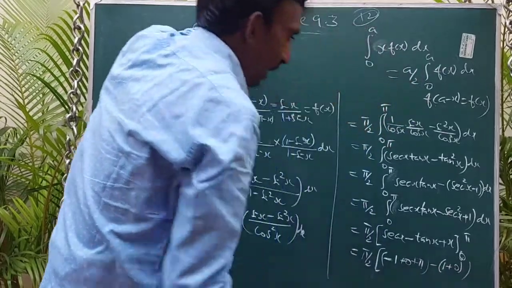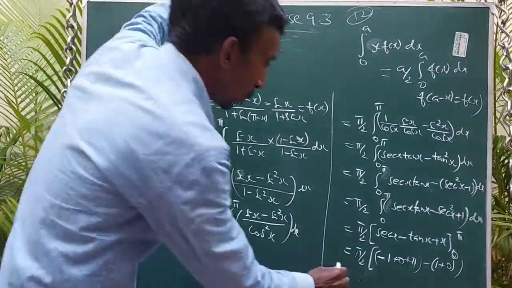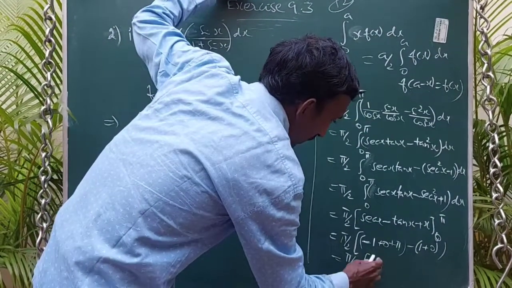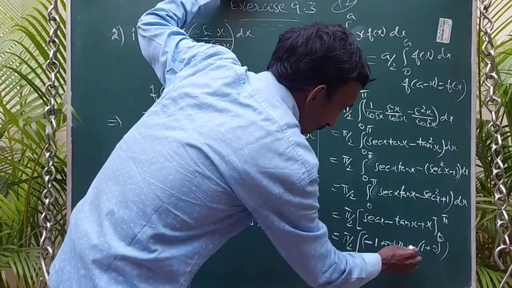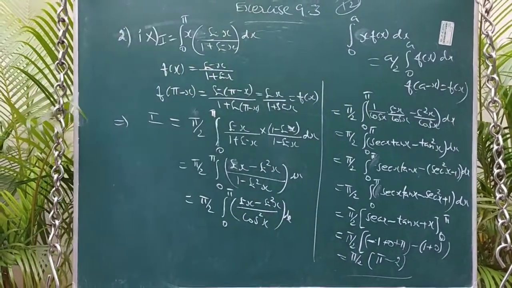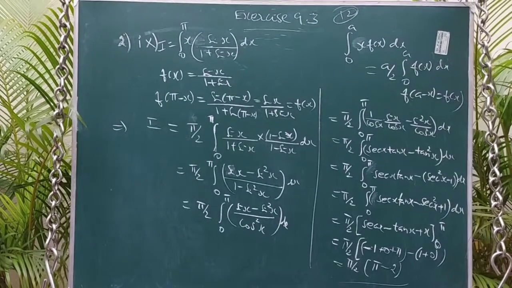So what we are getting? So pi by 2 into pi, minus 1 minus 2. So pi by 2 into pi minus 2, that is the answer.